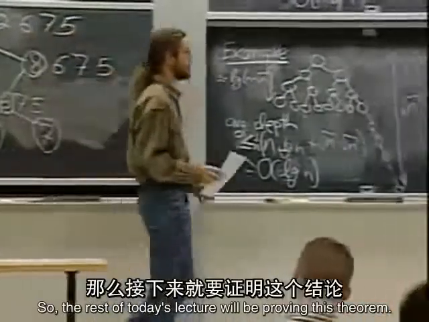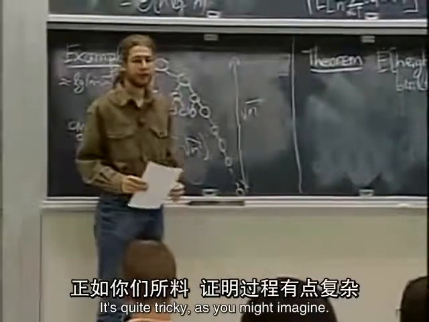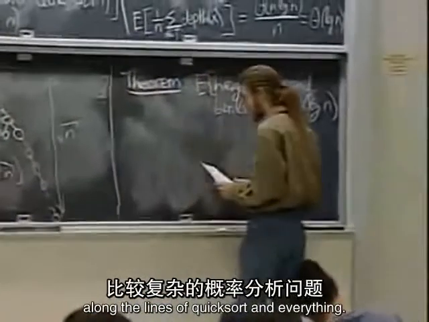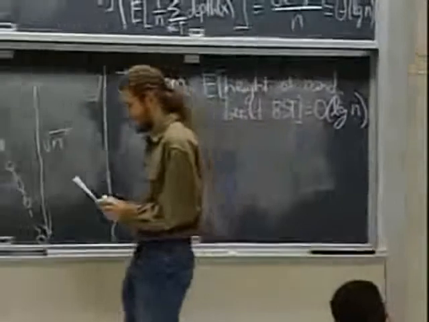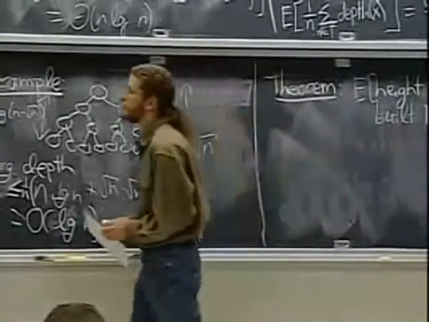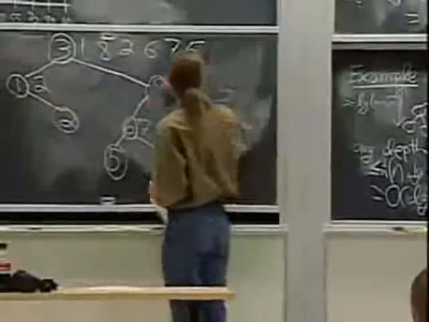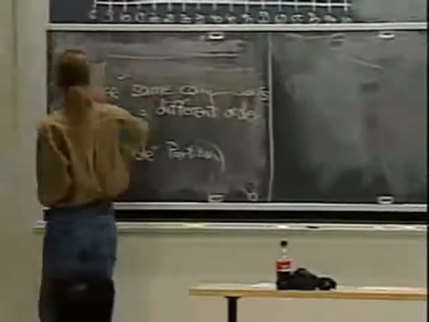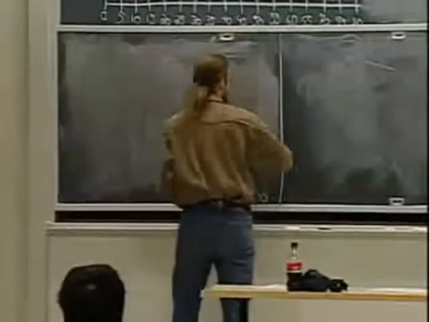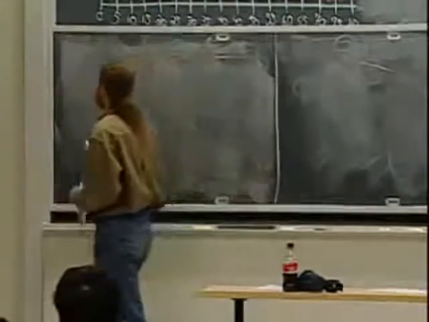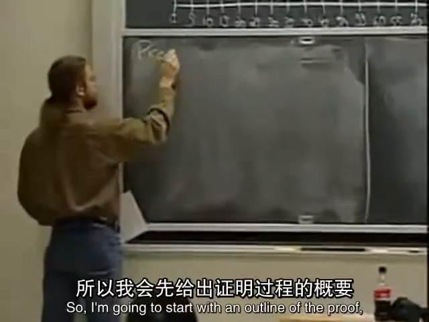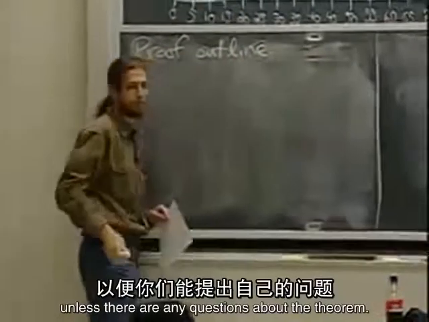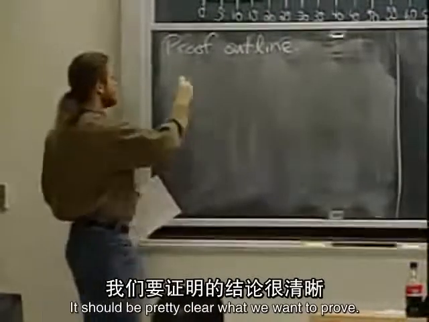So the rest of today's lecture will be proving this theorem. It's quite tricky, as you might imagine. It's another big probability analysis along the lines of quicksort and everything. So I'm going to start with an outline of the proof. Unless there are any questions about the theorem, it should be pretty clear what we want to prove.